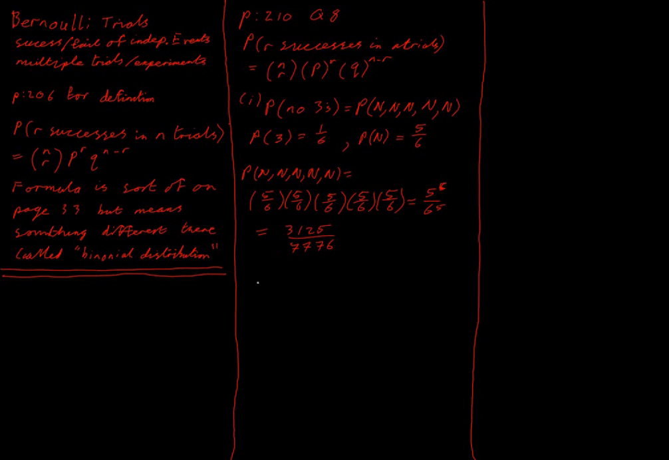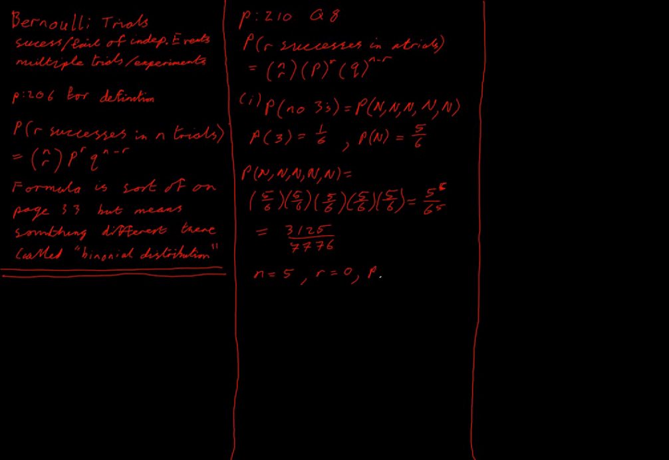Now, let's see if it's a bit faster if we use the Bernoulli trial. What are the different parts of our formula? We want to define n and r. n is going to be our number of trials. We're rolling the dice 5 times, so that's going to be 5. r is our number of successes. Success is getting a 3. We're interested in where we don't get any 3s.